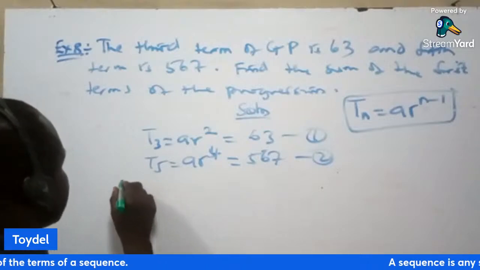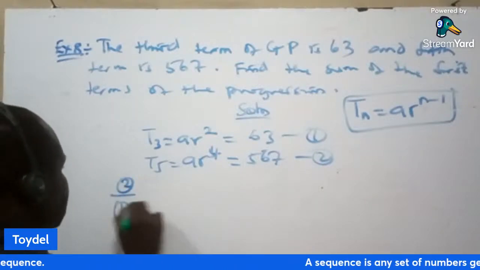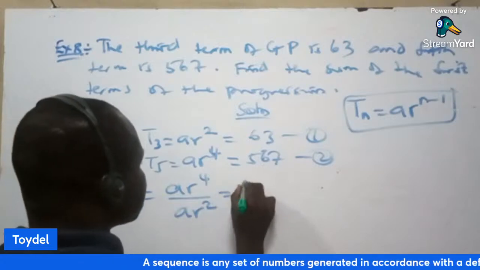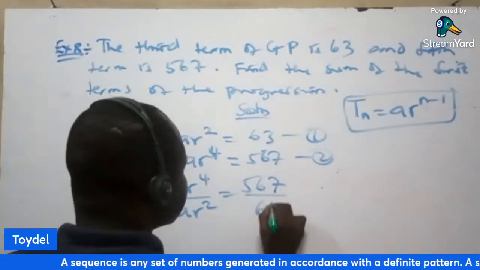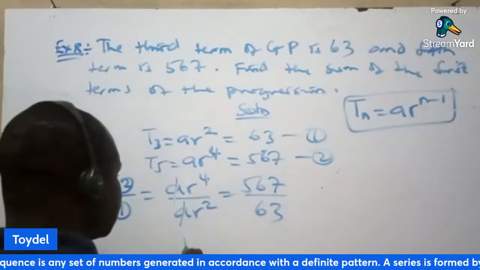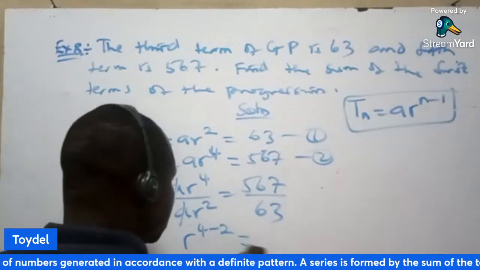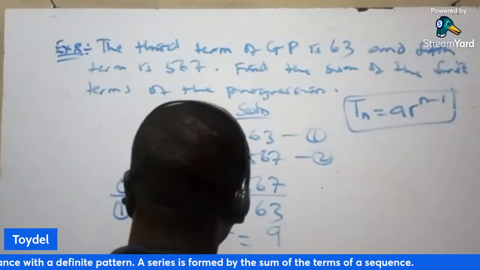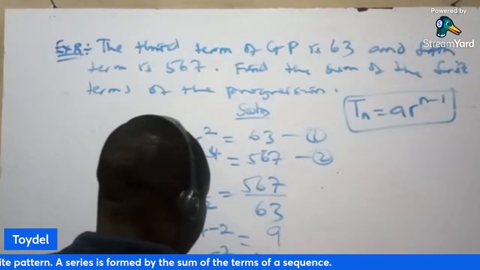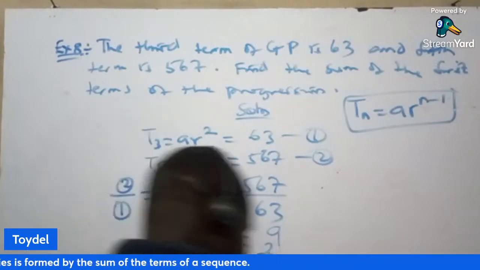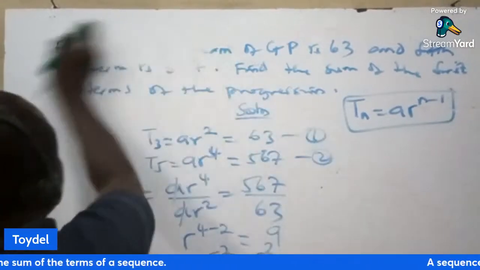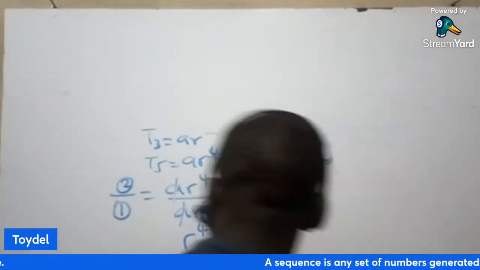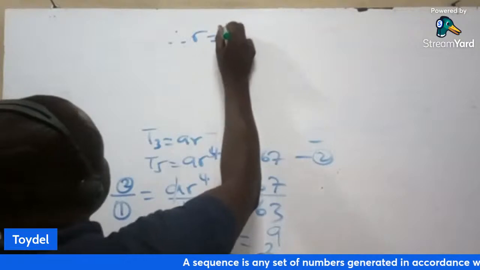We can say equation 2 divided by equation 1, and that will be a r raised to 4 divided by a r squared is equal to 567 divided by 63. A can cancel a, then we have r raised to 4 minus 2, law of indices. Then 567 divided by 63 is 9. So r squared will be equal to 3 squared. In this case, the powers are equal, then we equate the base. So therefore, r is equal to 3.